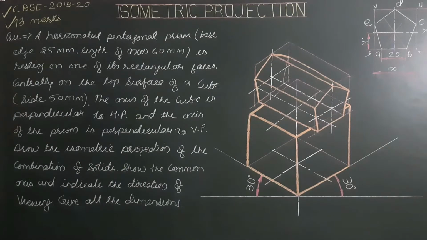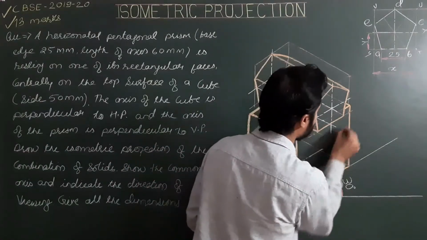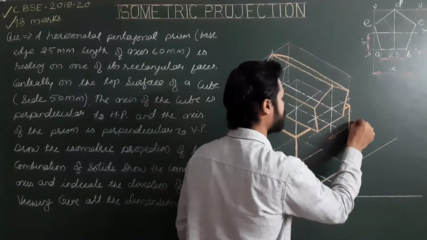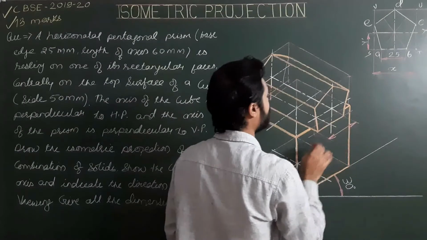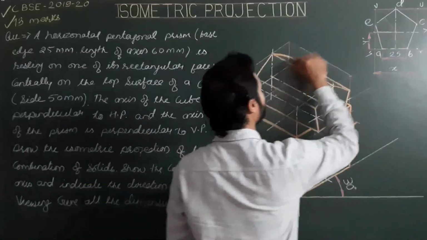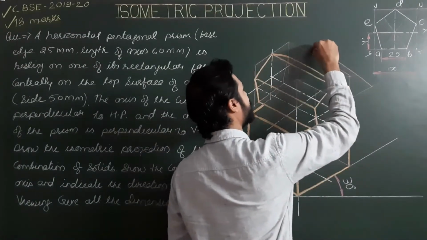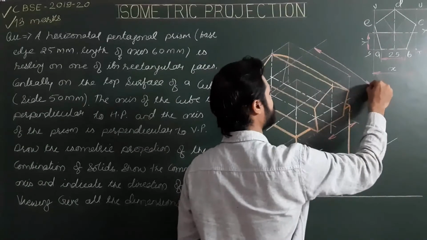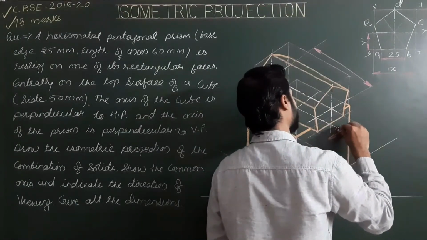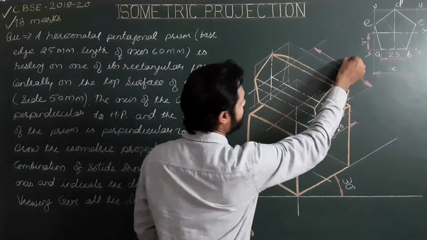Next, dimensioning. Here we have to show the side of the pentagon and the axis. So for the axis, extending center lines and drawing the line parallel to the solid axis. Side 25 and axis 60.